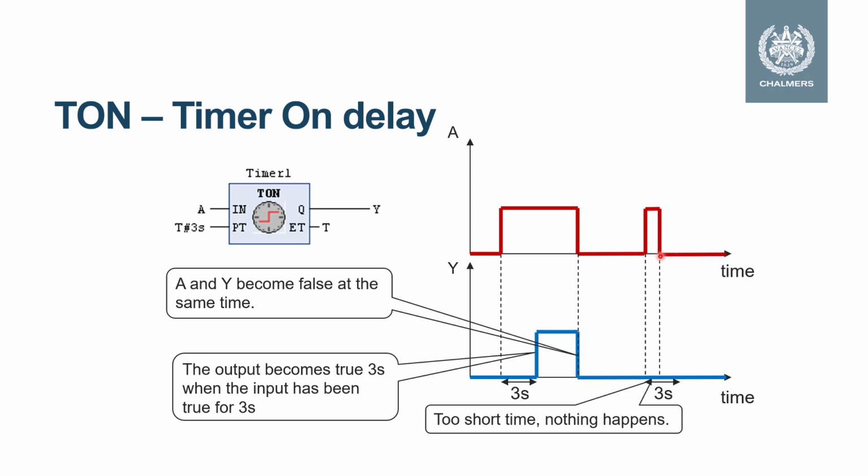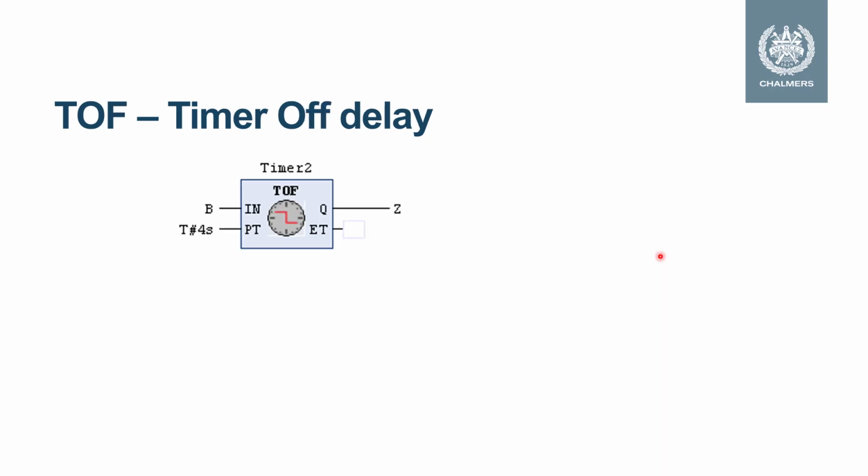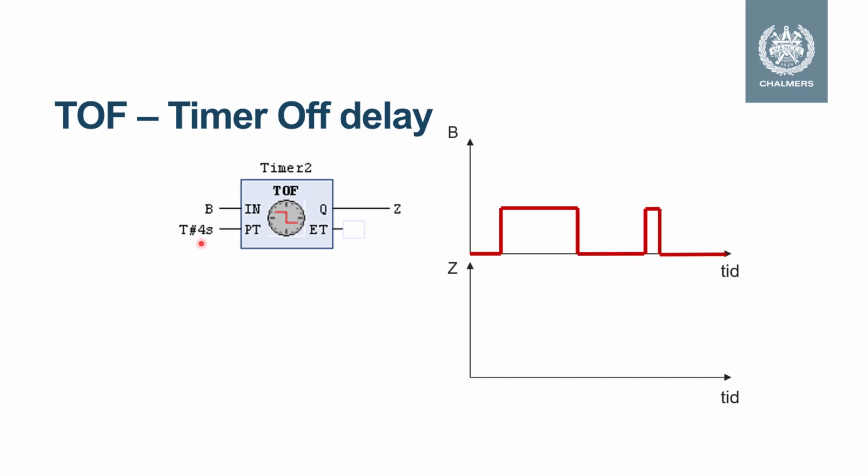The next block I will study is the T-off block, timer off delay. Here I have omitted the ET part. I have just removed the question marks, and it's not connected to anything. And that is okay if I don't want to use that variable. Here I have a new input signal B and an output signal Z. In this timer I also have a preset time, now for 4 seconds. I will use the same input signal as before, but now in B, and study what will happen in Z.